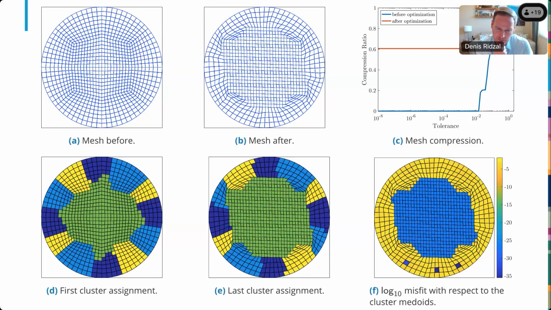I think I tried just something like a perturbed random grid, but no, we only have some results from the dictionary scheme. Yeah, thank you. Other questions for Denis?